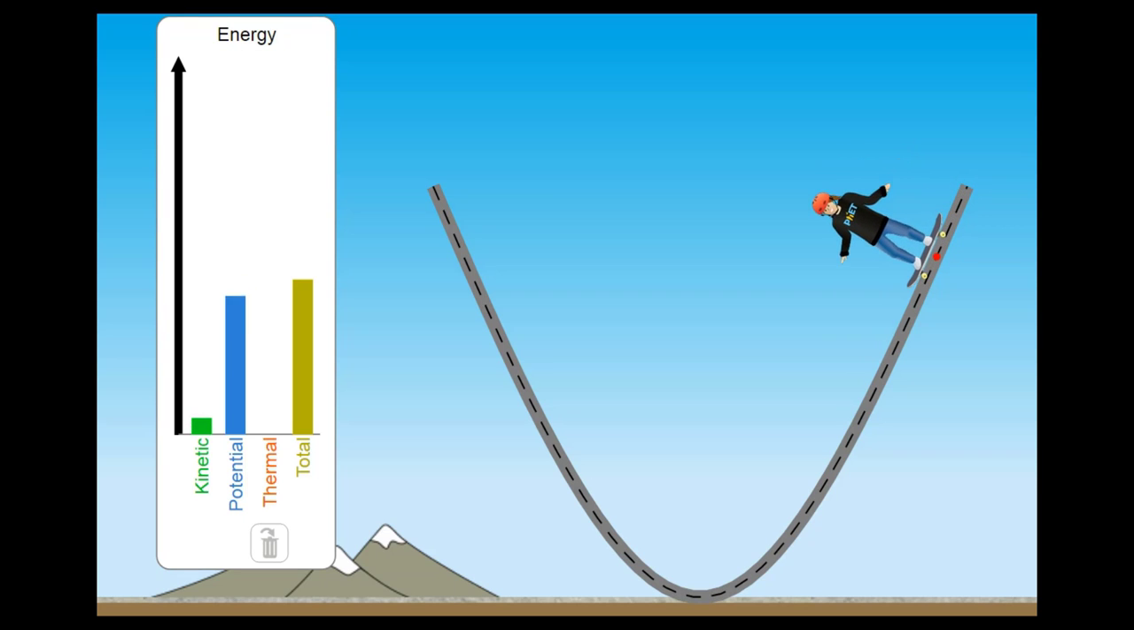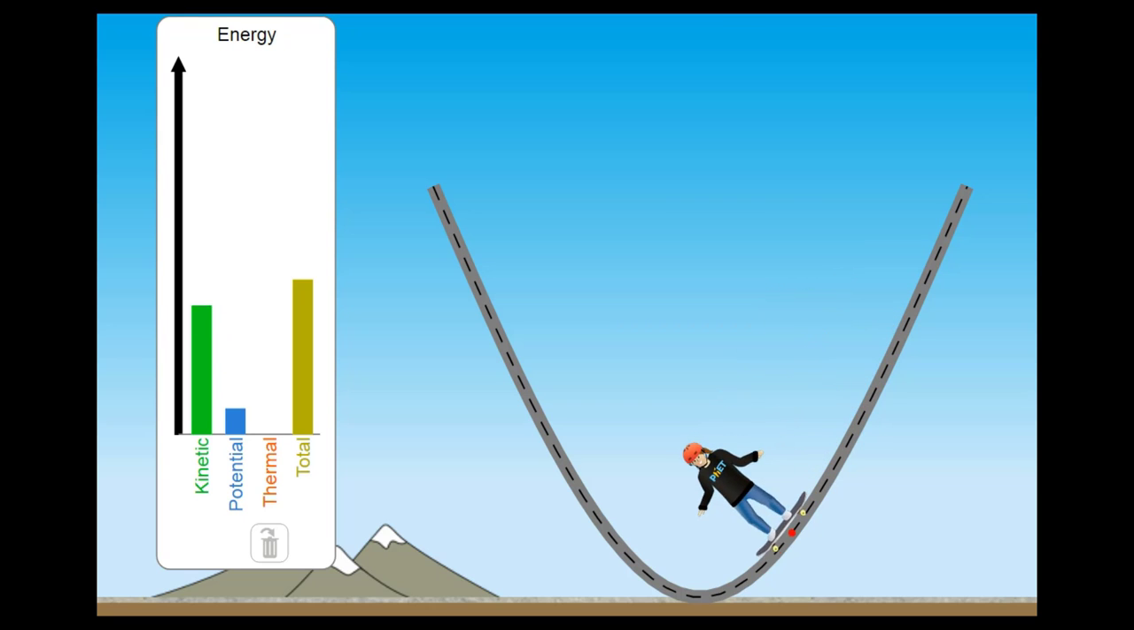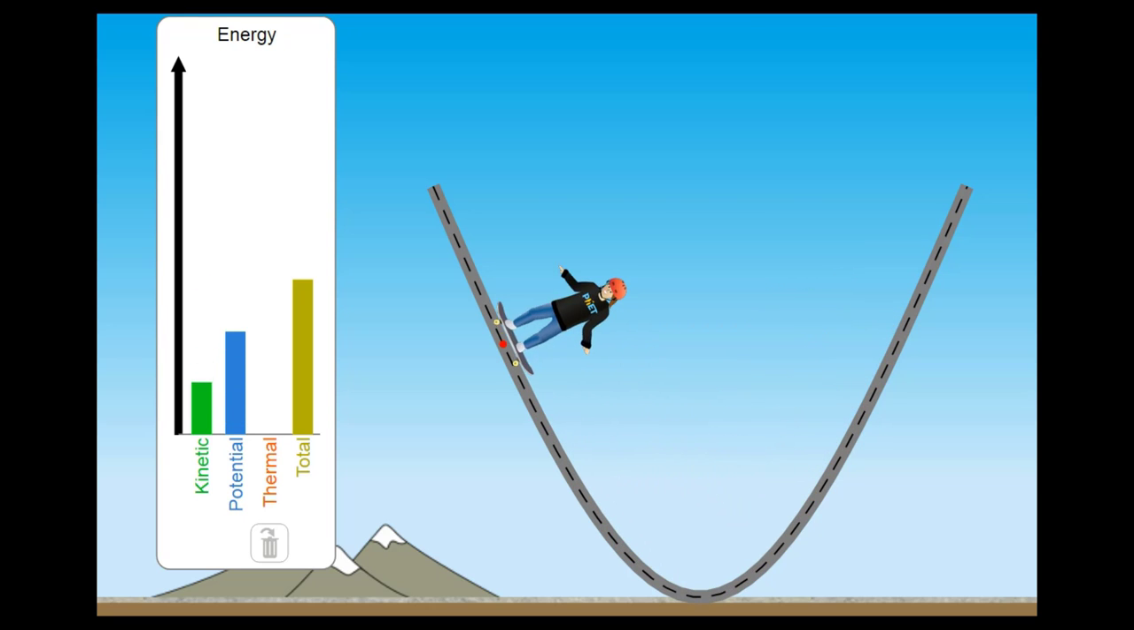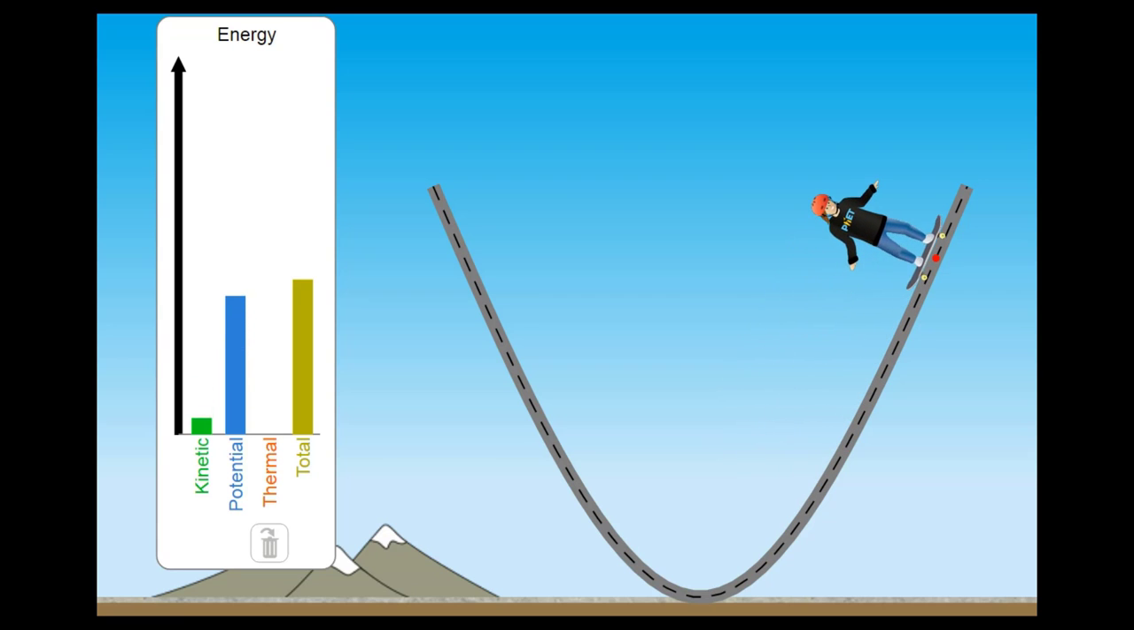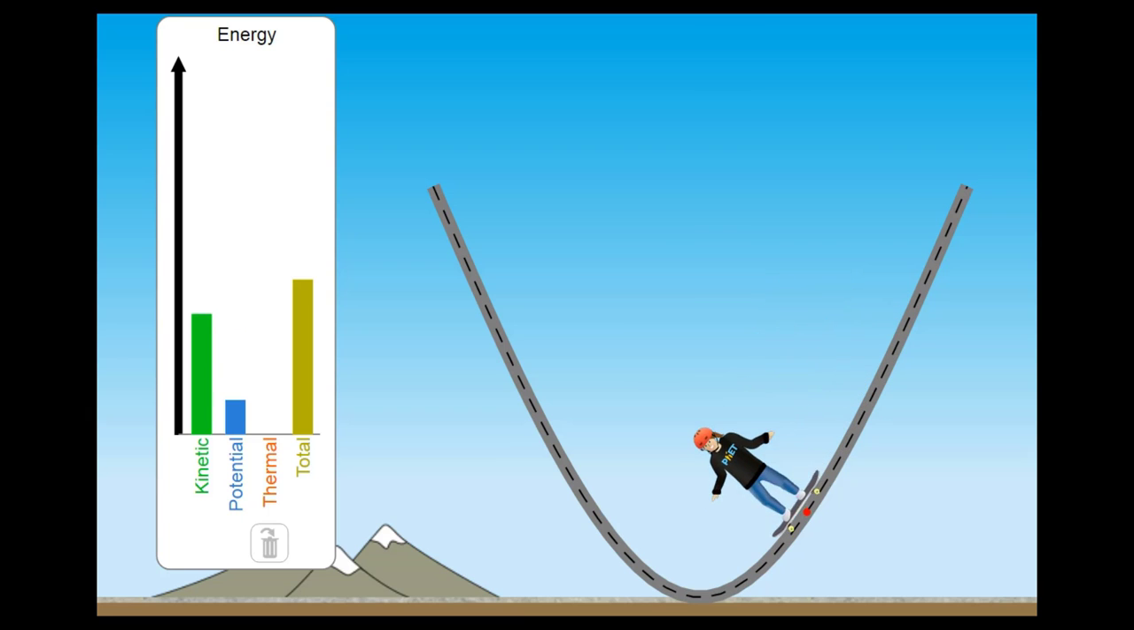So I'm going to release him. It'll be in slow motion, and you can see that as potential energy increases, kinetic decreases. As kinetic increases, potential decreases. So he's full of potential energy there, and at the bottom, he's full of kinetic energy because it's as fast as he's going to go. And he's at the very bottom, so there is no potential energy.